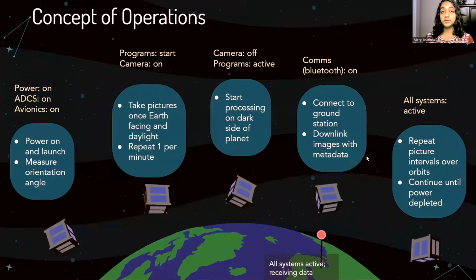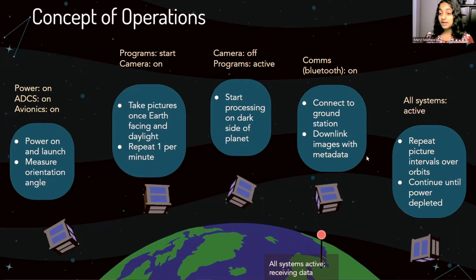The concept of operations for our CubeSat is fairly simple. Once it's powered on and launched into orbit, we'll measure the initial orientation angle, which will be helpful in the later image analysis to allow us to calculate the exact location of the CubeSat when it was taking the picture. So in orbit, it will take pictures once it is facing the surface of the Earth and in daylight, and it'll repeat that process in set intervals of around 1 image per minute. We have to calculate that later using the data budget.